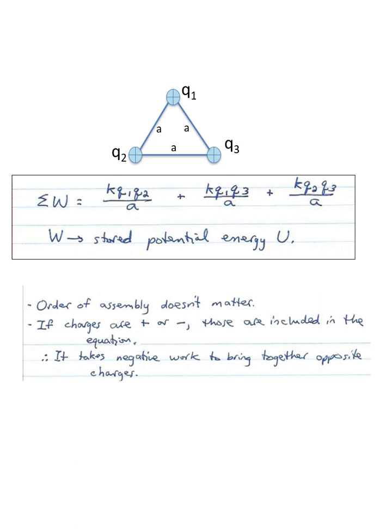You notice in the numerators, we have every possible combination of the charges. 1 and 2, 1 and 3, and 2 and 3. If the charges are positive or negative, then those values are included in the numerator. So sometimes if there's a negative and a positive charge, for example, that'll lead to a negative work done because it doesn't take any work to bring a positive and a negative together. In fact, it takes negative work to bring them together because they're already inclined to come together. They're attractive to each other.